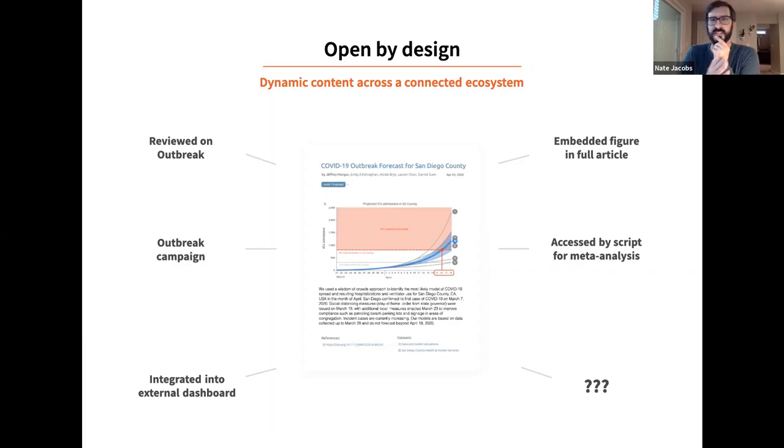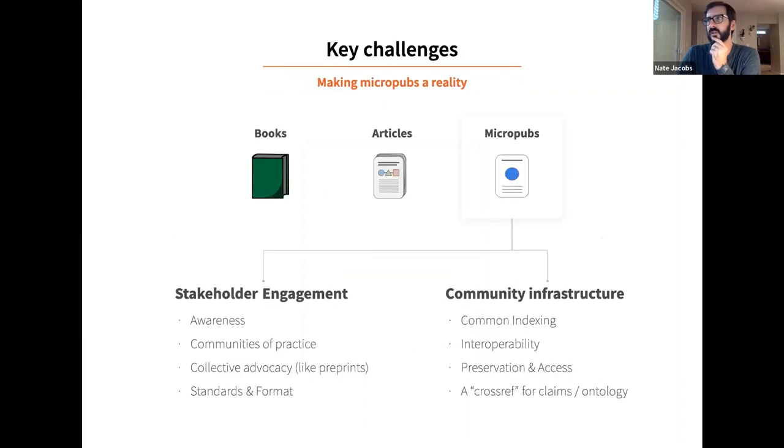I think these sorts of things always take twists and turns, and I'm really curious to see where it all leads. Like a lot of the other people have mentioned, there's this natural trend towards smaller, more atomized, more iterative content, from books to articles to micropublications. And I also strongly believe that micropublications or things similar to that are going to become the primary record.